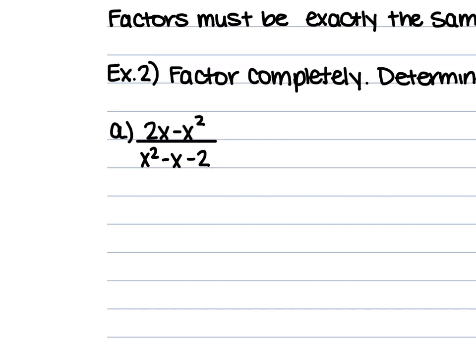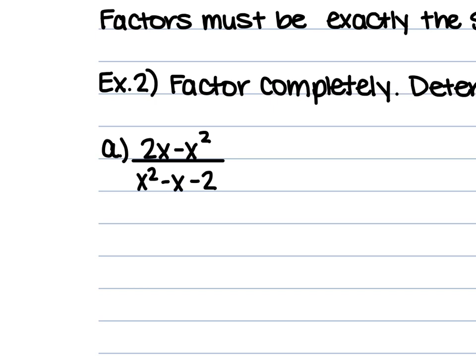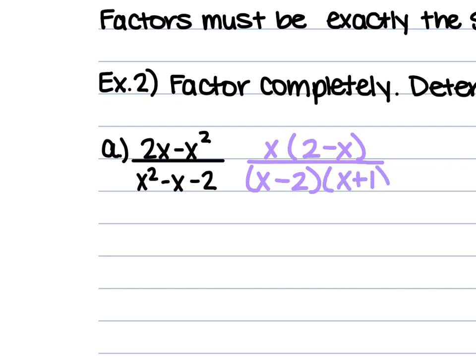If we look at our next example, for A, we have 2x minus x squared over x squared minus x minus 2. So with the 2x minus x squared, we can go ahead and rewrite this also if we needed to. We can also factor out an x from that. So this is going to be x times 2 minus x. The bottom is going to factor out to be x minus 2 times x plus 1. You'll realize that that 2 minus x will be rewritten as x times negative x plus 2.